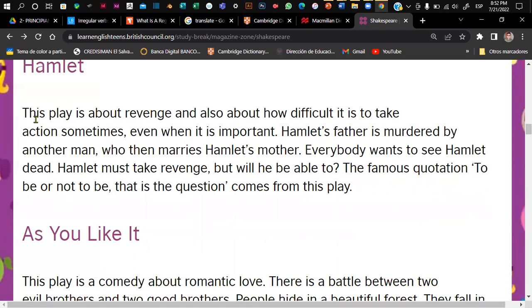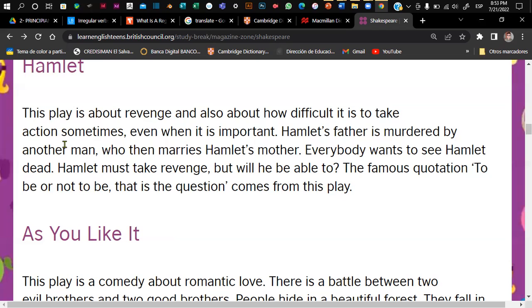This play is about revenge and also about how difficult it is to take action sometimes, even when it is important. Hamlet's father is murdered by another man who then murders Hamlet's mother. Everybody wants to see Hamlet beat. Hamlet must take revenge, but will he be able to? The famous quotation, to be or not to be? That is the question. Come from the play.